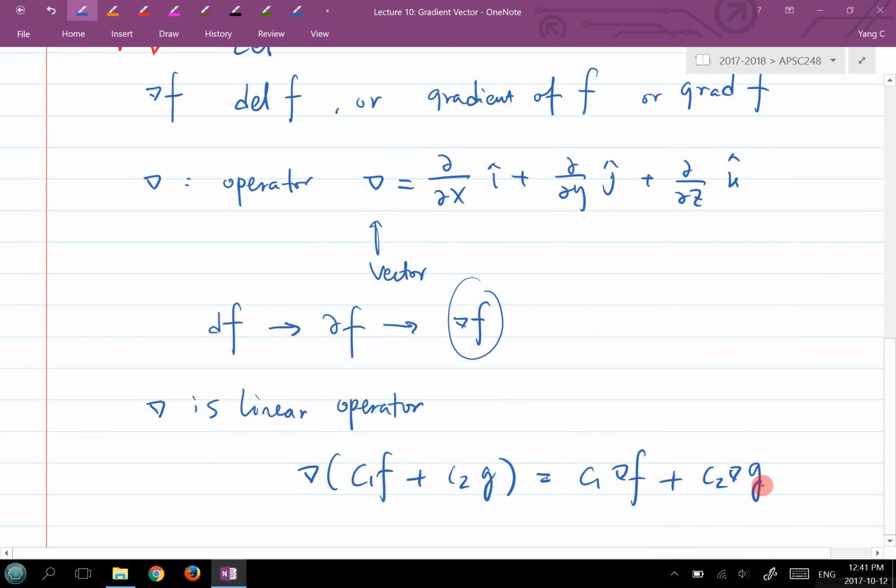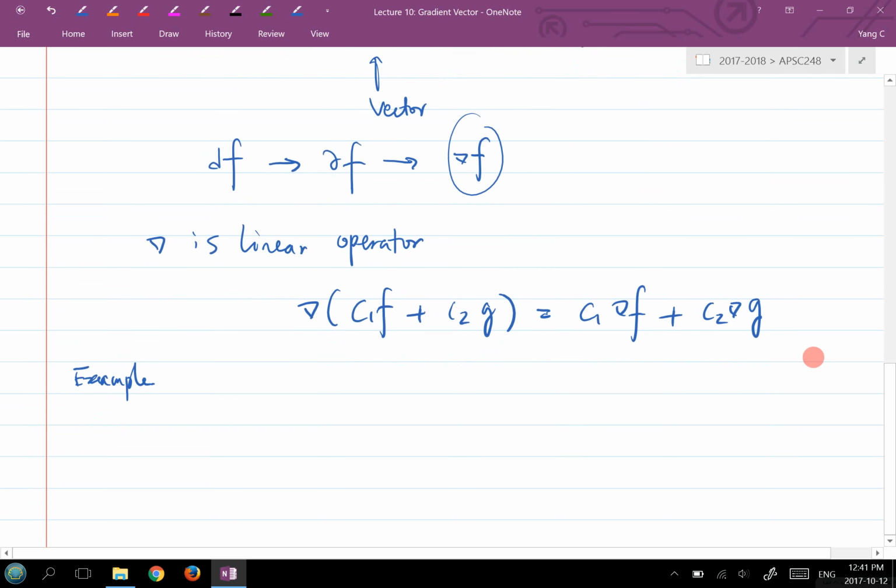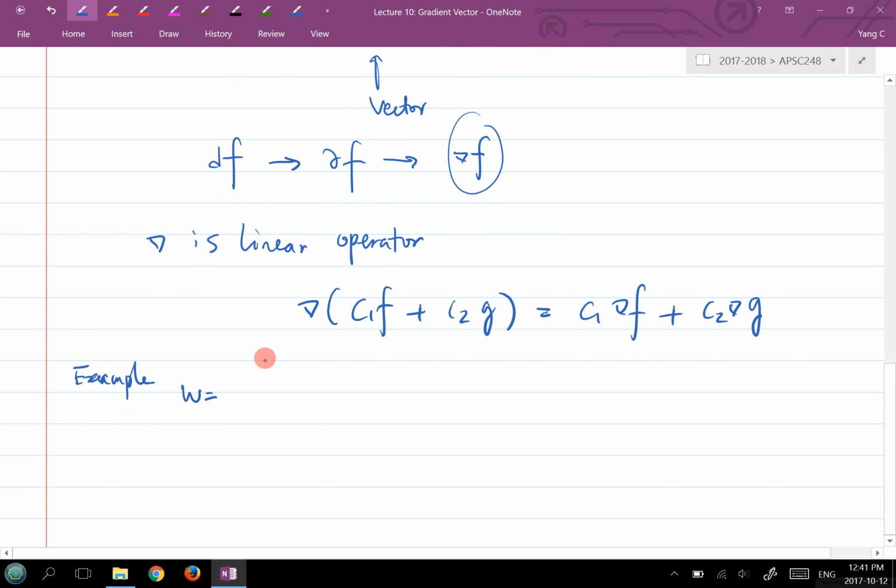Let's look at a few examples here, and we'll try to gain some in-depth knowledge into this gradient operator. But let's just simply look at a computation, nothing else but a computation. Let's say we have a function given. Here is a function with 3 variables, and we want to find the gradient vector, and also the gradient vector at a certain location.